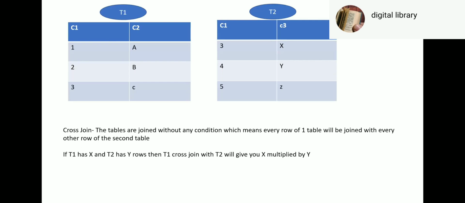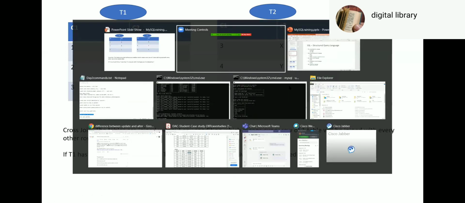Now, for us to understand joins, consider we have two tables, table T1 and table T2. We have two columns in T1, C1 and C2. What values we have in C1? 1, 2, 3. And C2 is A, B, C. So 3 records, 1A, 2B and 3C. T2 also has 3 records, 3X, 4Y and 5Z. Okay. If I go forward, let's create these two tables.